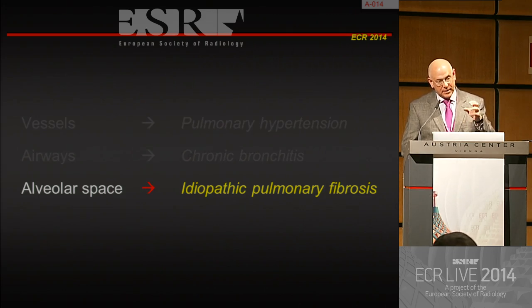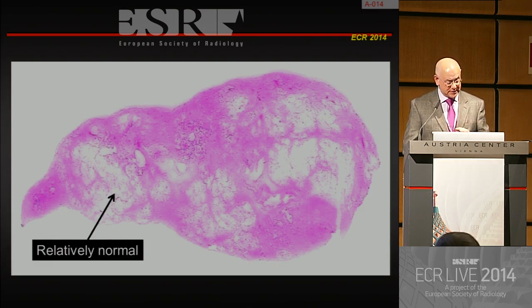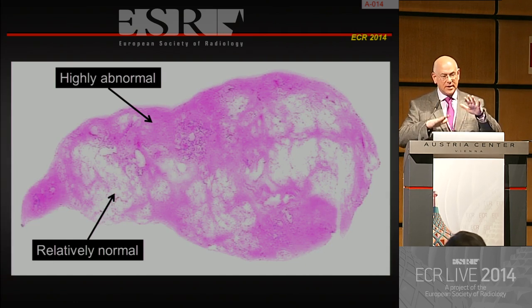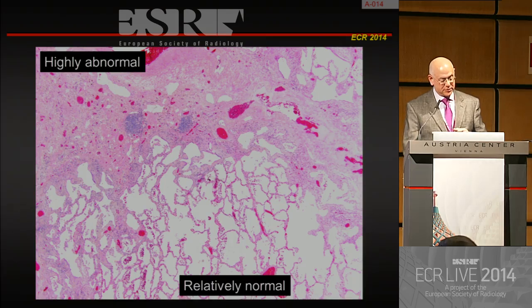With that, we come to the third prototype disease, if you want, idiopathic pulmonary fibrosis. Here is a gross section of a patient with pulmonary fibrosis. You see relatively normal lung parenchyma, and you see highly abnormal lung parenchyma. And you also see that there is a close neighboring between almost normal and very diseased lung parenchyma. This explains the heterogeneity of the CT appearance in patients with idiopathic pulmonary fibrosis.